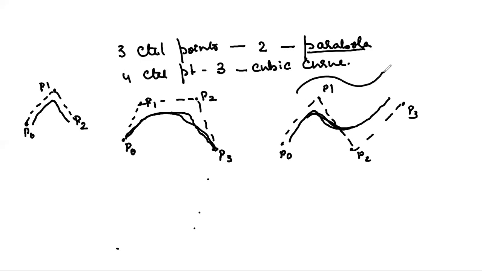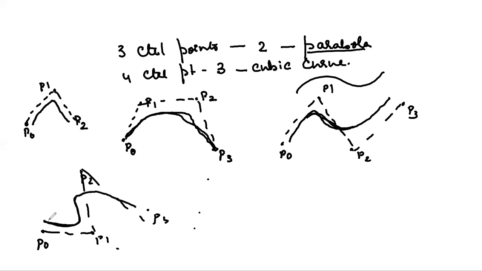Let me take one more example. P0, P1, then I take P2 and then some P3. Let's say I join these like this. Then my curve would be from here to here and then comes here. So it looks something like this.